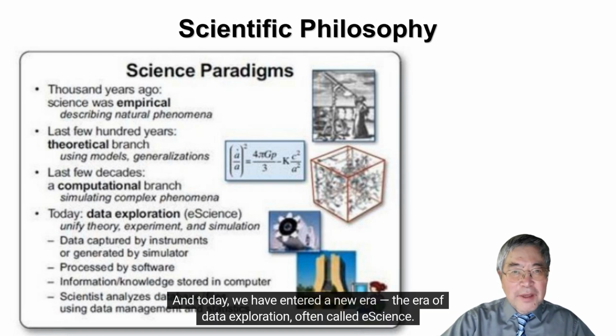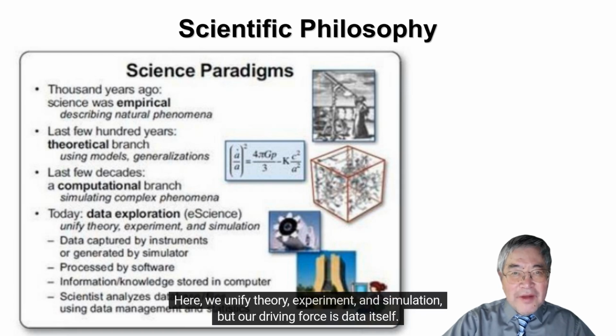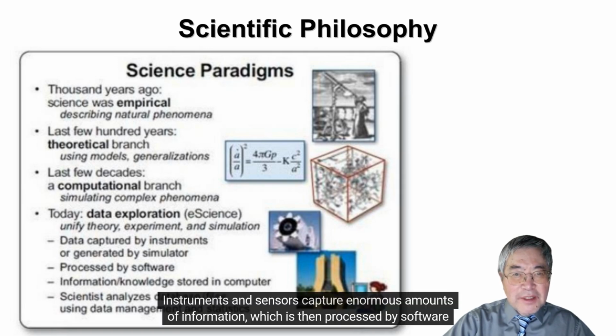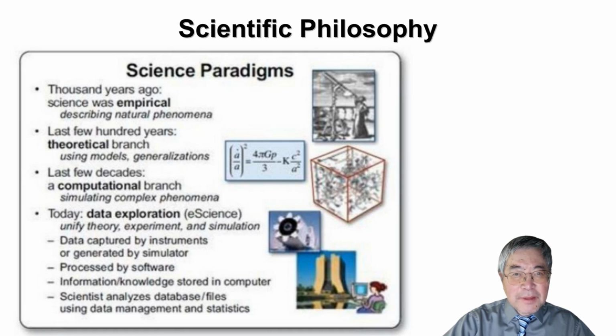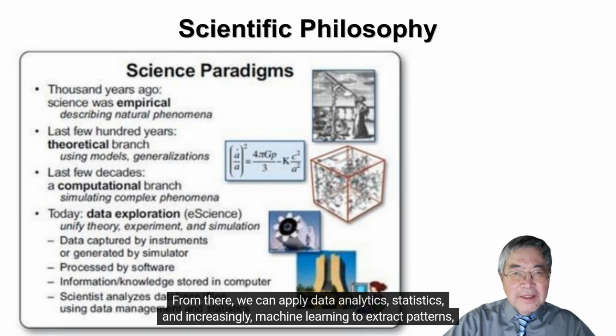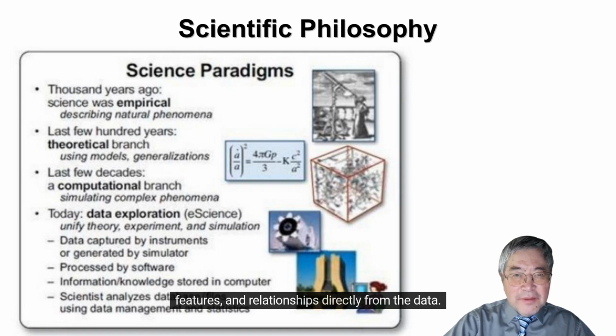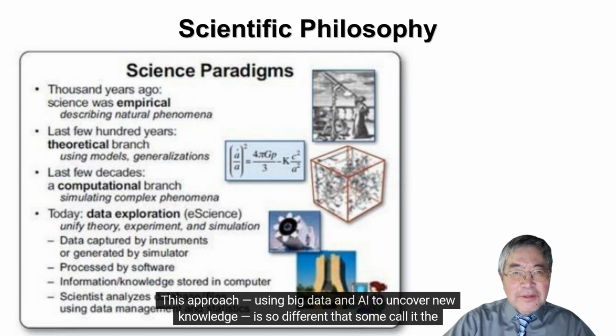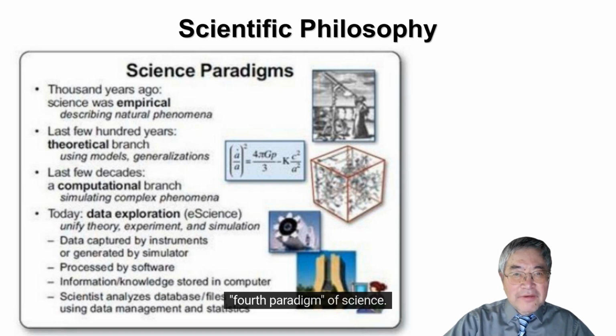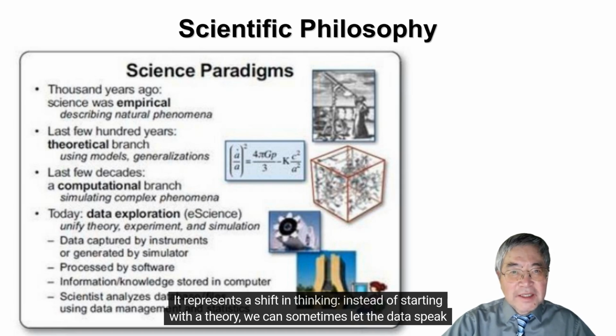And today we have entered a new era, the era of data exploration, often called e-science. Here we unify theory, experiment, and simulation, but our driving force is data itself. Instruments and sensors capture enormous amounts of information, which is then processed by software and stored in vast databases. From there, we can apply data analytics, statistics, and increasingly machine learning to extract patterns, features, and relationships directly from the data. This approach, using big data and AI to uncover new knowledge, is so different that some call it the fourth paradigm of science. It represents a shift in thinking. Instead of starting with a theory, we can sometimes let the data speak for itself.